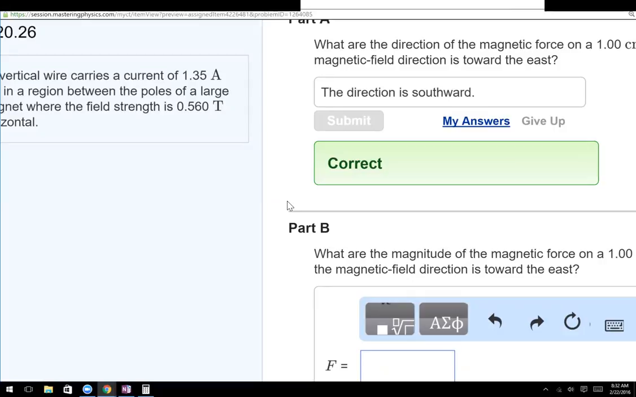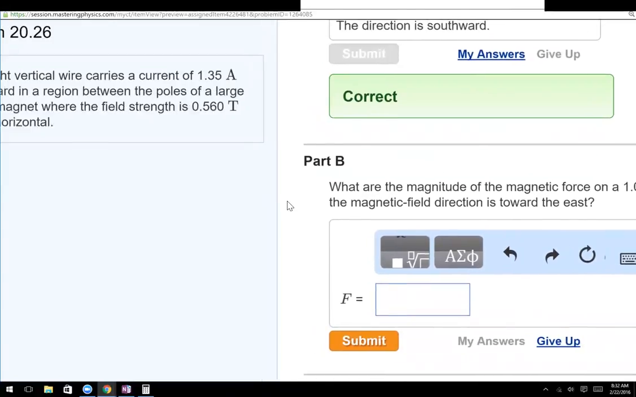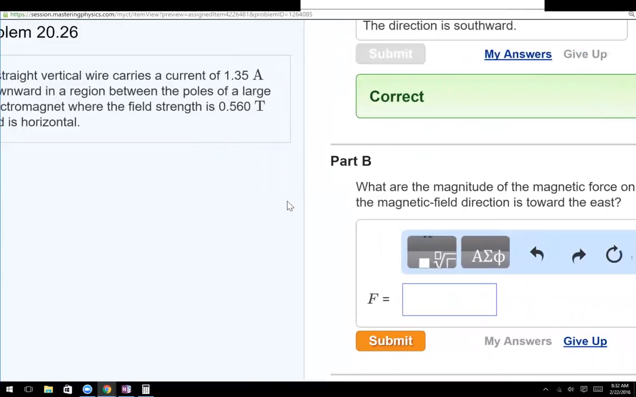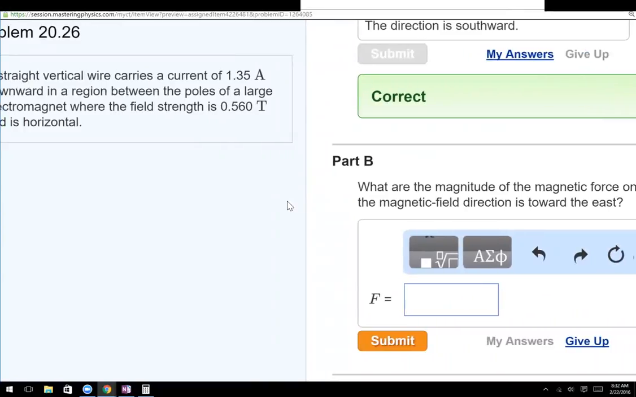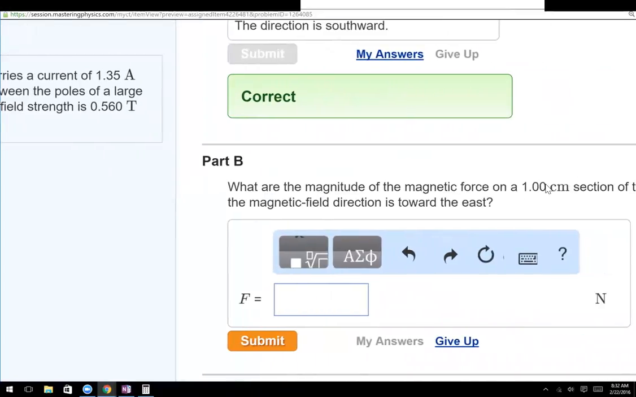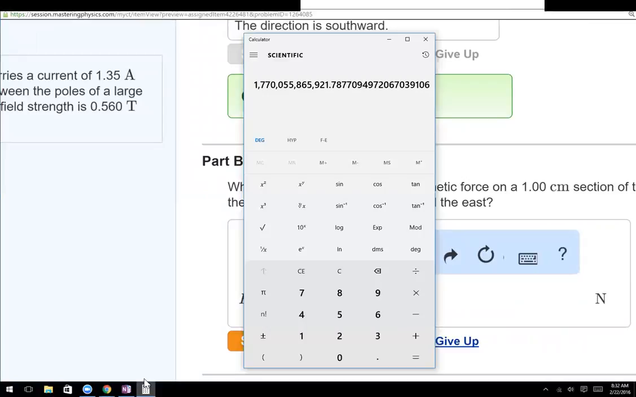Okay, what's the magnitude? Well, the magnitude is the easy part. It's just I times length times B, right? So the I we got, the B we got, and the length is 1 centimeter. 1.35 times the length is 0.01, times 0.56. That's 0.00756.